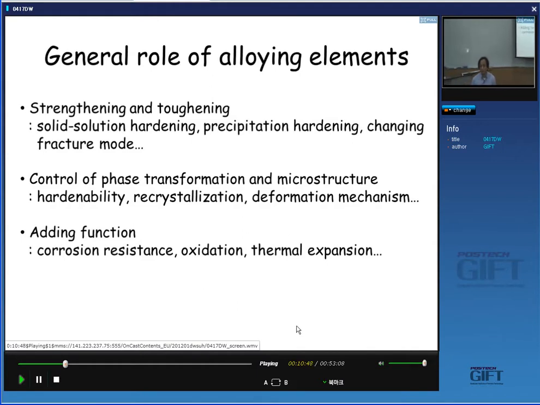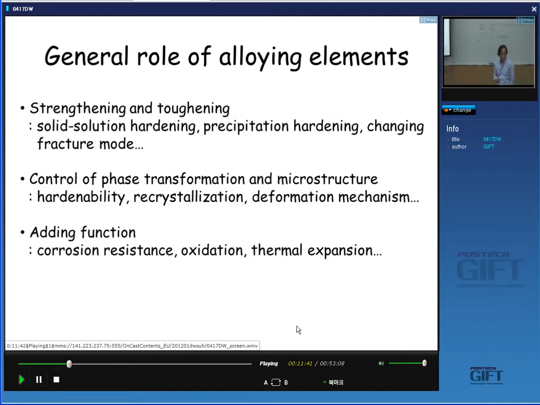Another purpose of adding an alloying element is to control the austenite to other transformation products such as ferrite, martensite, or even bainite. For that purpose, we add elements to increase the hardenability, for example manganese, chromium, molybdenum, and boron. Those kinds of elements can be added as alloying elements to change the transformation characteristics from the austenite to lower temperature transformation products.